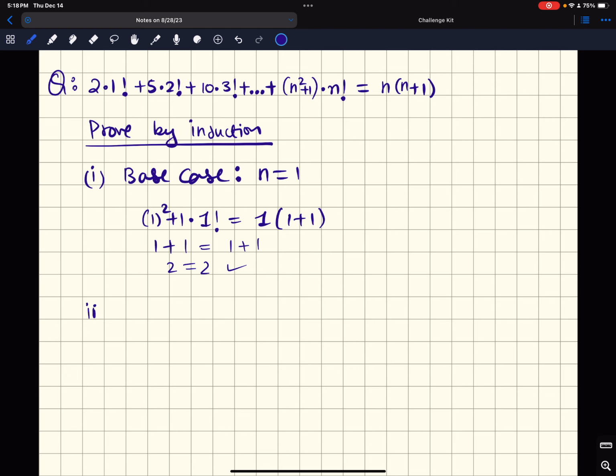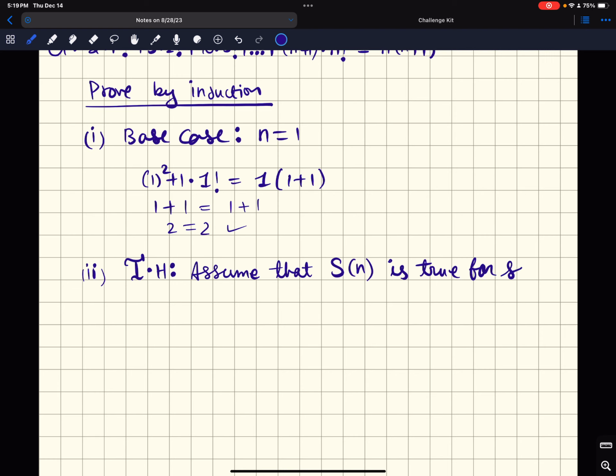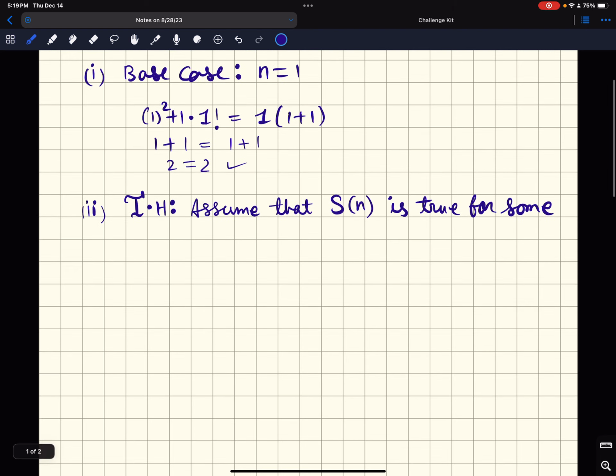Step 2 is to do the inductive hypothesis. So for the inductive hypothesis, we're going to assume that S of n, the statement n, that's what S of n means, is true for some positive integer n. So we're going to assume that.